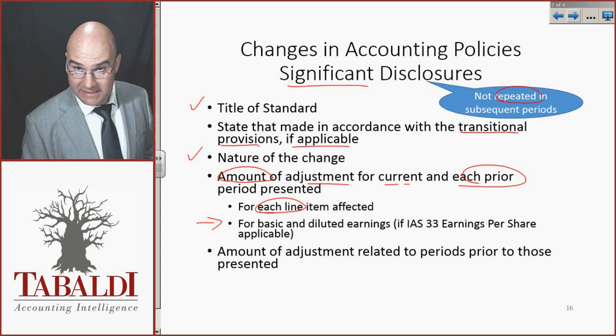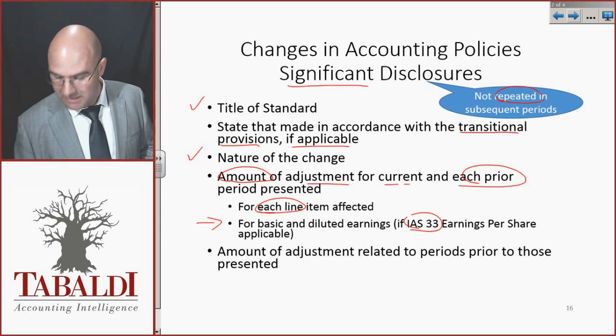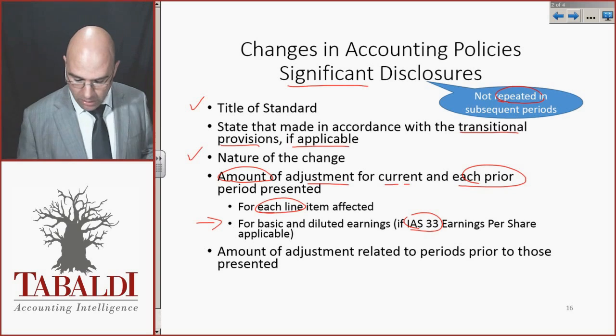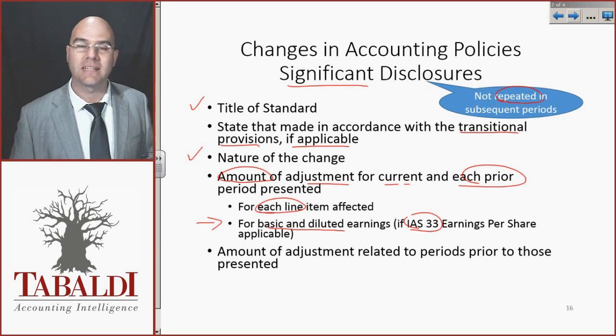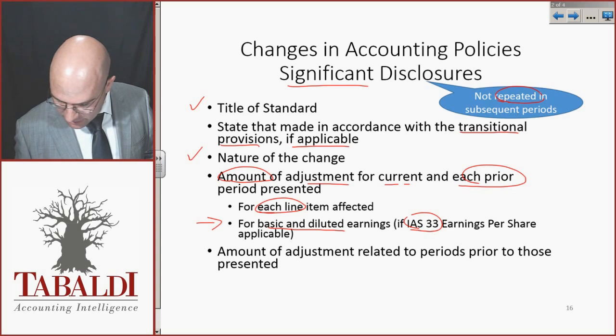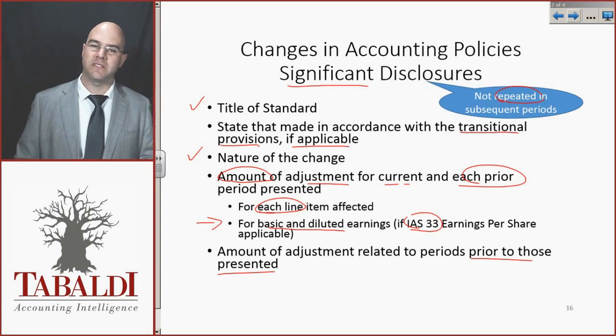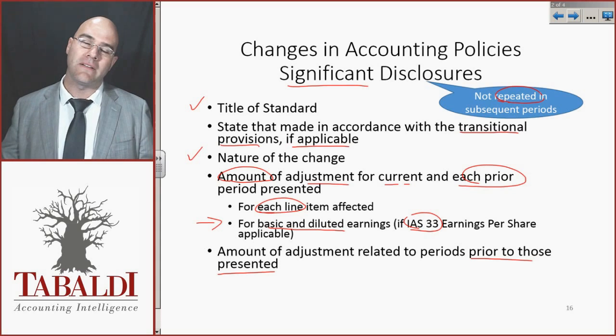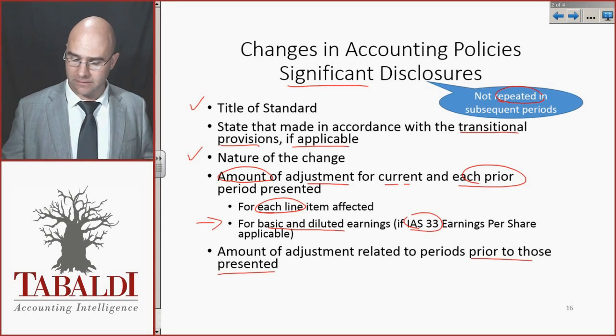And also, if it's a listed company, you must apply earnings per share, right? So you must also tell me the effect on basic and diluted earnings per share. The amount of adjustment related to periods prior to those that are presented. Okay, so if it's back to 5 years ago, you will have to obviously restate opening balances.